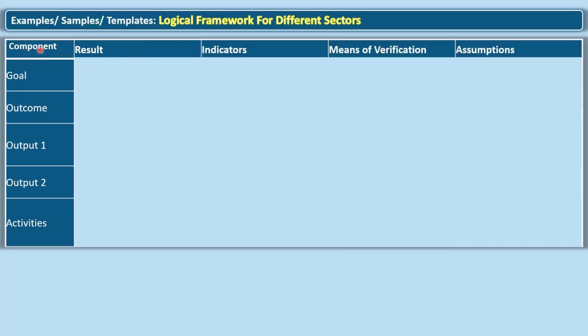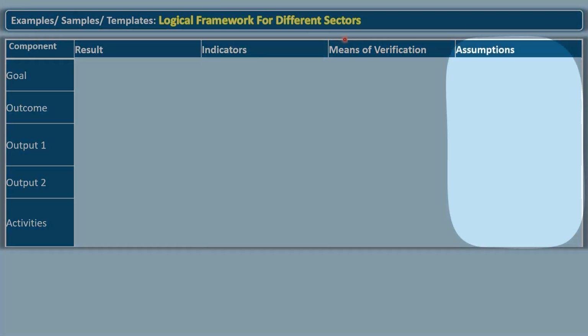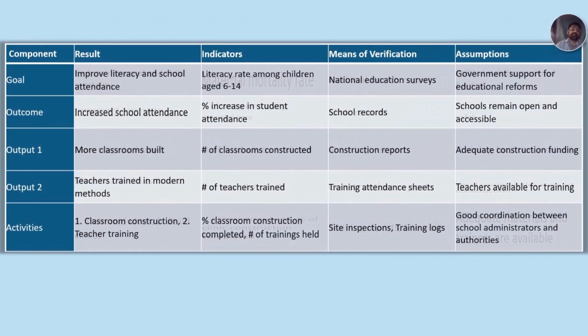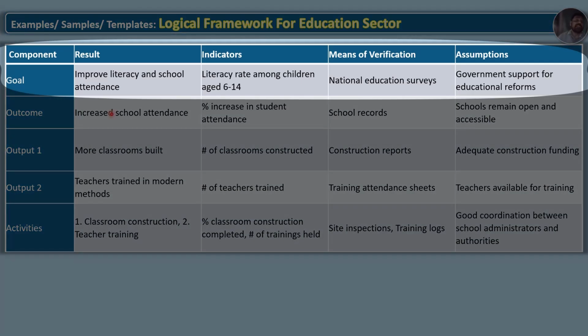Now we will need the relevant indicators and the means of verification. Here is an example of a logical framework for the education sector. You can see the goal level result and the relevant indicators for that result. If the goal is to improve literacy and school attendance, our indicator is the literacy rate among children aged 6 to 14. What would be the means of verification?